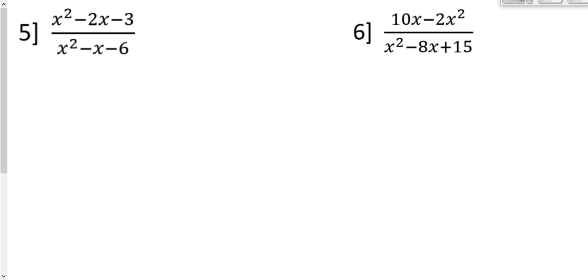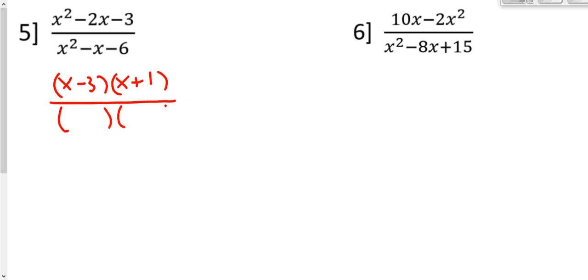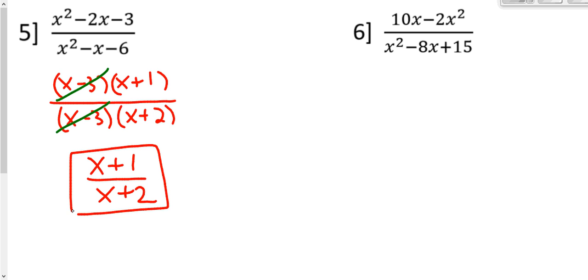Let's factor the numerator. It factors into x minus 3 times x plus 1. Let's factor the denominator. It factors into x minus 3 times x plus 2. Well, would you look at that? We have a common factor on the top and the bottom, x minus 3. We can go ahead and cancel that. What do we have left? X plus 1 over x plus 2. Okay. Next one, number 6.